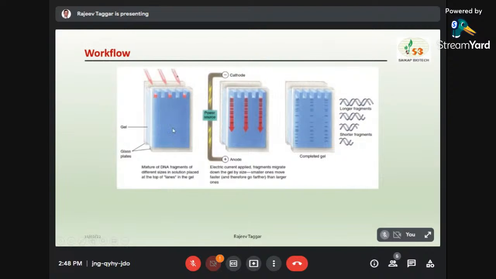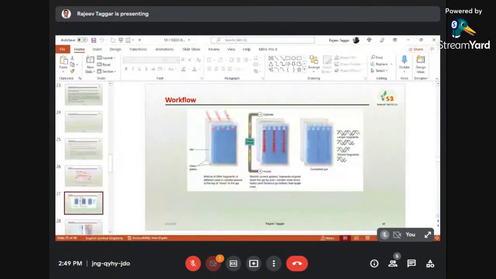This is something which is pretty basic, and we discussed it yesterday also. Once we have collected the plant samples, we extract the DNA, and from the DNA we will do the PCR.